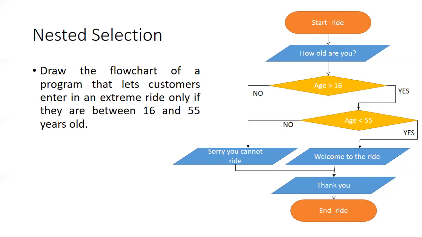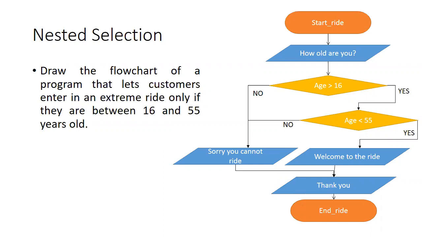Extreme rides: you have to be between the ages of 16 and 55 to ride this extreme ride. So the first thing is to find out, are they more than 16? If they're not more than 16, that means they're less than 16 or equal to 16. They don't get to go on the ride. If they are over 16, it doesn't mean they get to go on the ride. Now we have to check, are they over 55? Because if they are, they're not going on the ride.